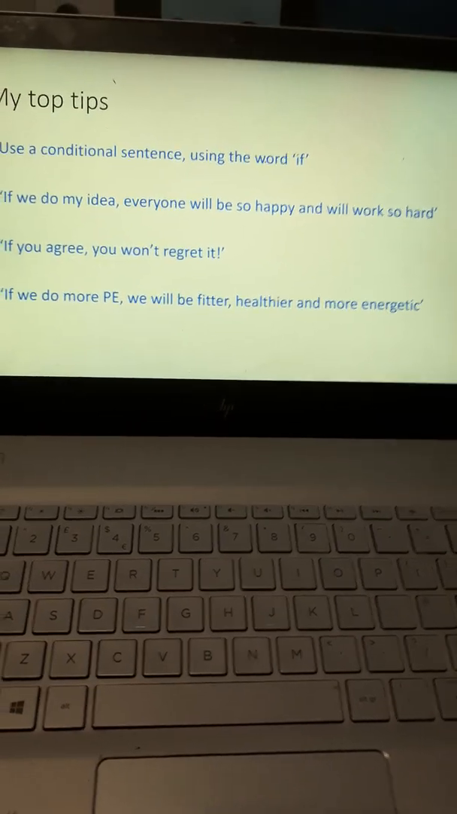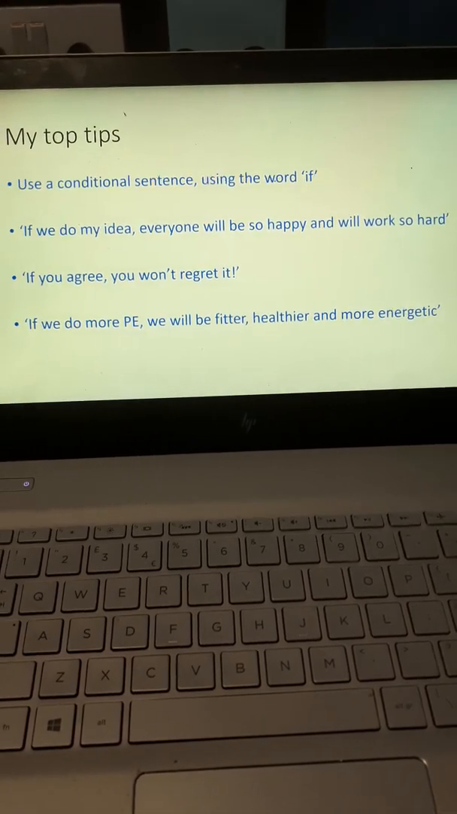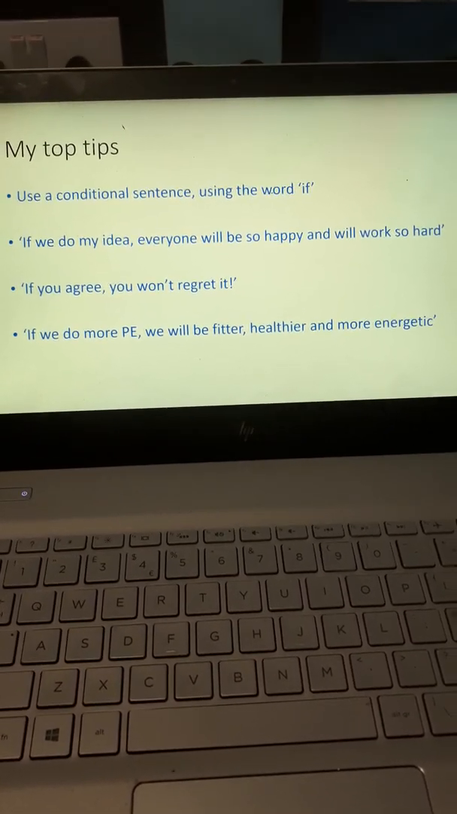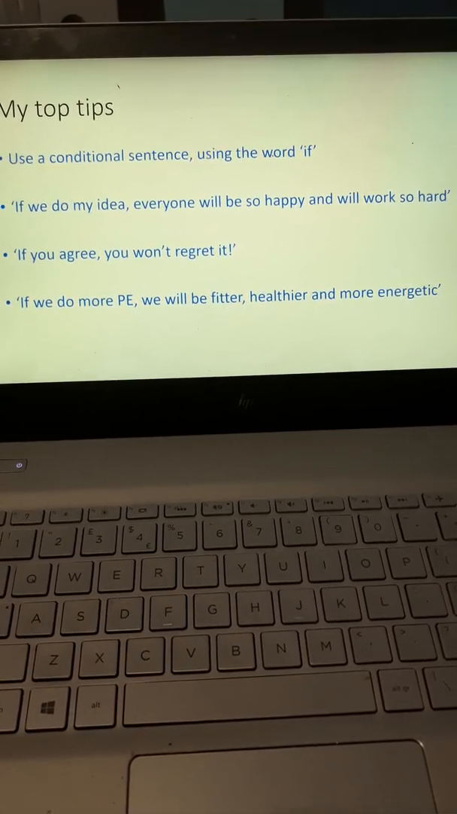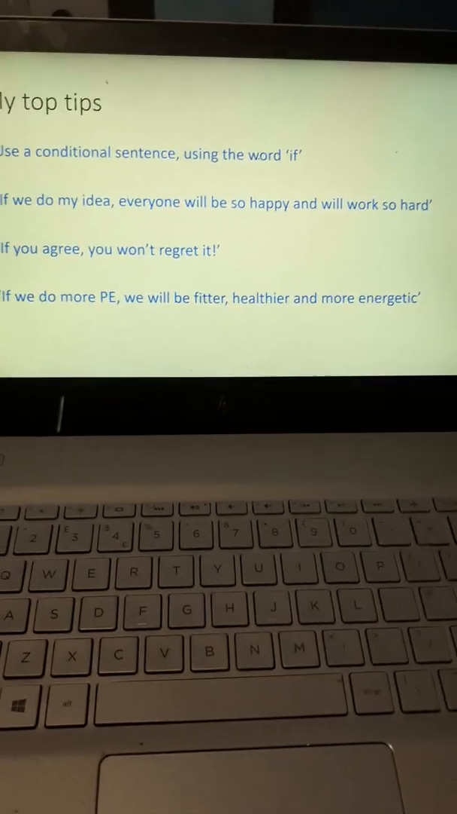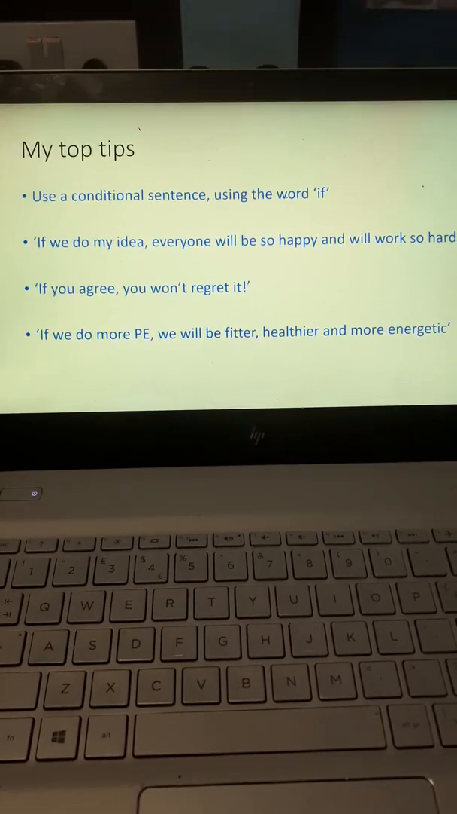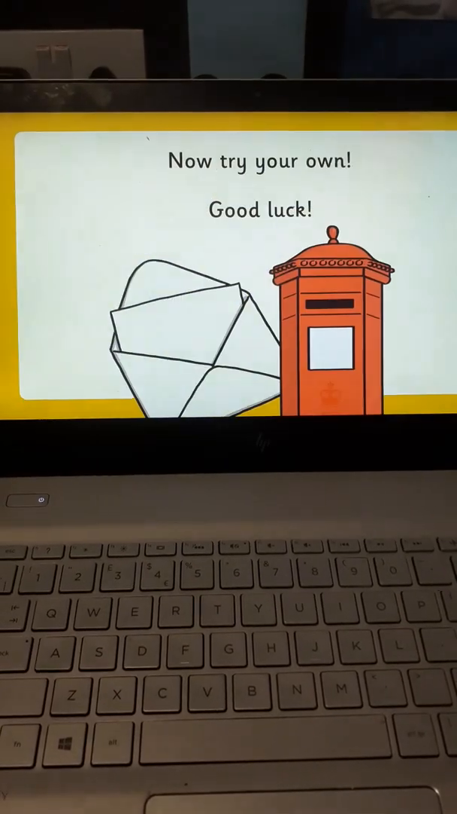Now, if you don't know what that is, it's basically a sentence that's going to use the word if. If this happens, that happens. So you want to say, if we do my idea, everyone will be so happy and will work so hard. If you agree, you won't regret it. If we do more PE, we'll be fitter, healthier, and more energetic. So it's kind of like, if you do this, what's going to happen? So that will get Mr. Magee thinking, wait a minute, that idea is really, really good.